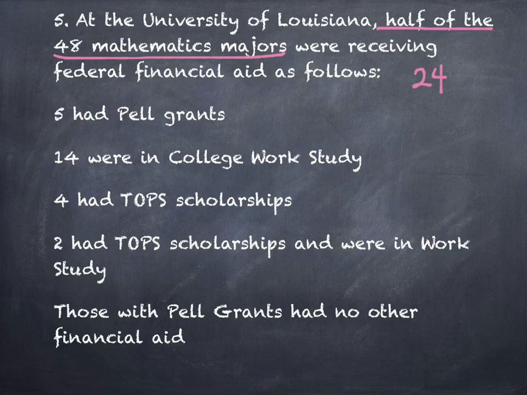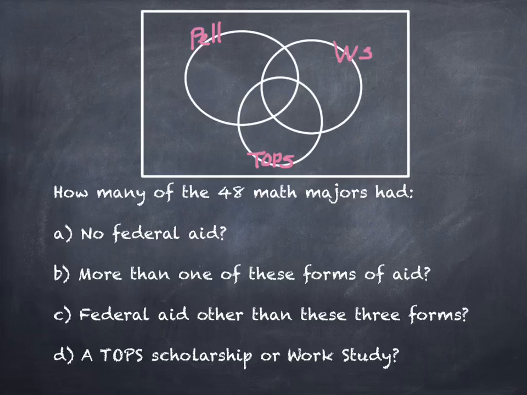Now, if you combine the first statement, 5 had Pell Grants, with the last statement, those who have Pell Grants have no other financial aid, you can actually put the 5 in the outside area of the Pell circle. Because it said that if you have a Pell Grant, you don't have any work study. There's a 0 here and a 0 here. And if you have a Pell Grant, you don't have any top scholarships, so that's a 0 here as well. So we get a lot of it filled in just by those 2 pieces of information.